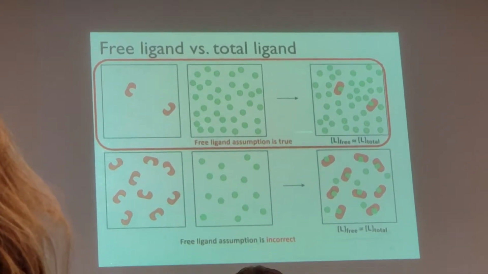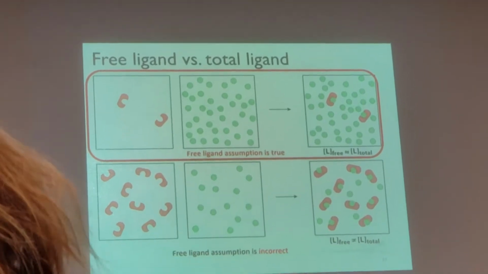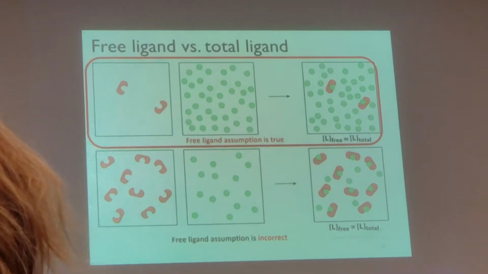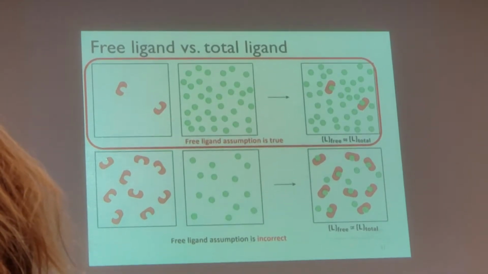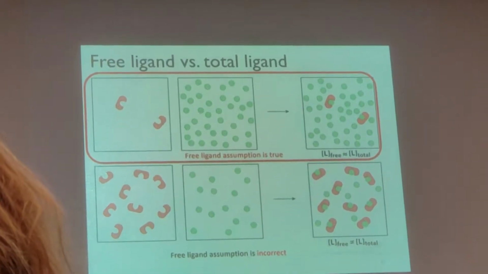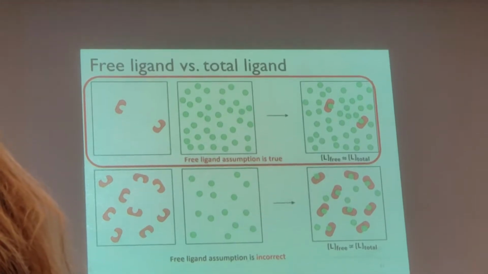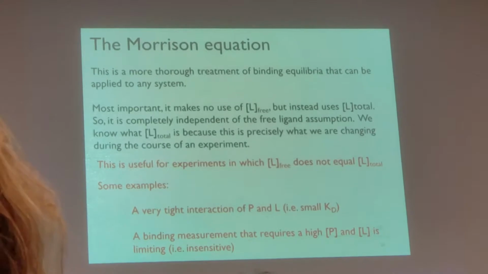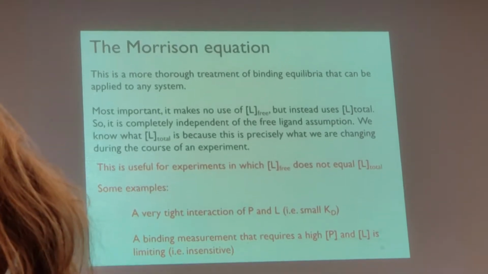All right, so the free ligand assumption is good, but sometimes the free ligand assumption doesn't work. So we need some other way to analyze the data. Basically, we need a way to analyze the data where we don't assume that we know anything about L free and L bound. That's our problem. All right, so that leads us into a different type of analysis.